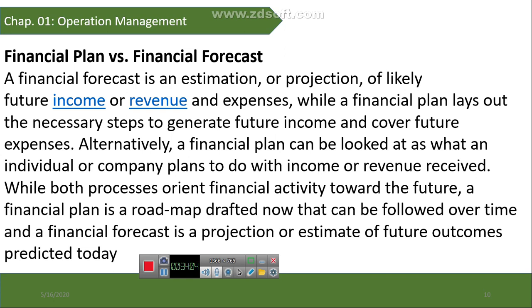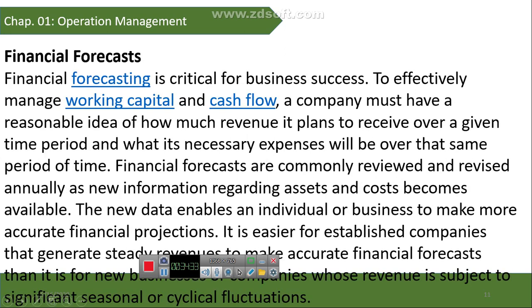Steps of planning could be: develop tasks to meet these objectives, determine resources needed to implement the tasks, create a timeline. Fifth, determine tracking and assessment methods. Six, finalize a plan. And seven, distribute to all involved in the process. So this was the difference between financial plan and financial forecast. Now, financial forecast, as I have told, is critical for business success to effectively manage working capital and cash flow that we have discussed before.